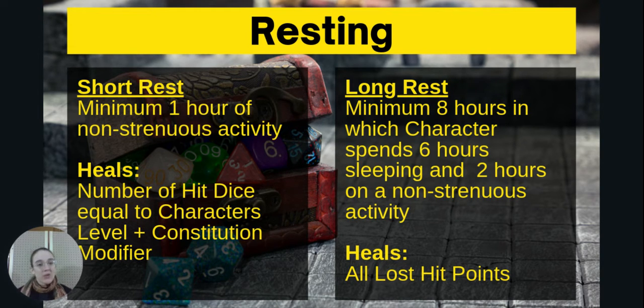Now, sometimes you don't have enough time to do a long rest and you can only do a short rest. A short rest is a minimum of 1 hour of non-strenuous activity. And when you take a short rest, you get to roll a dice called your hit dice, and that determines how many hit points you get back.